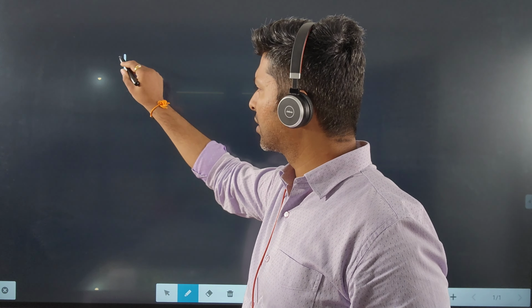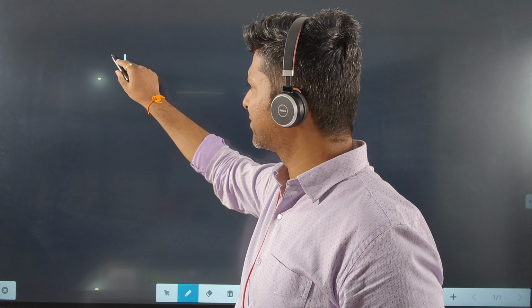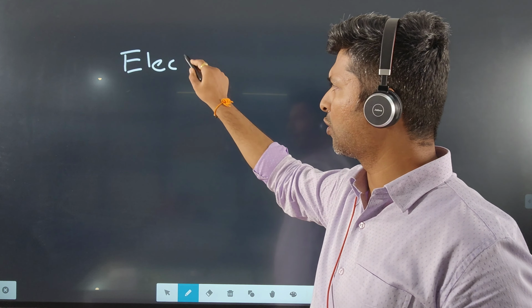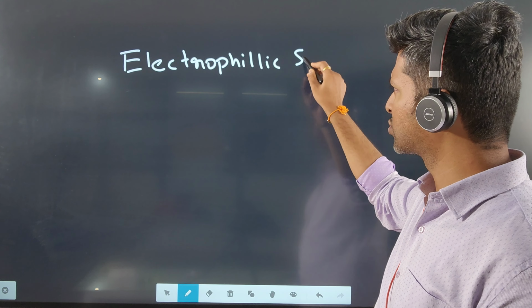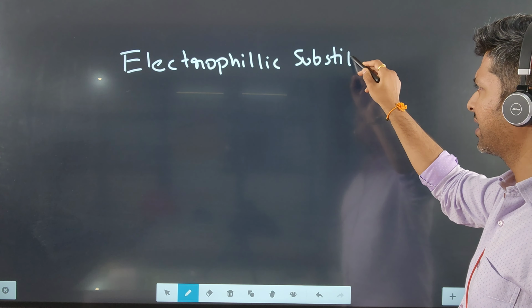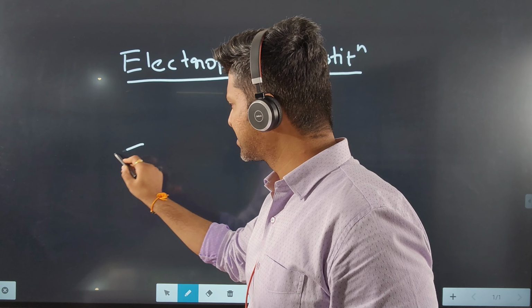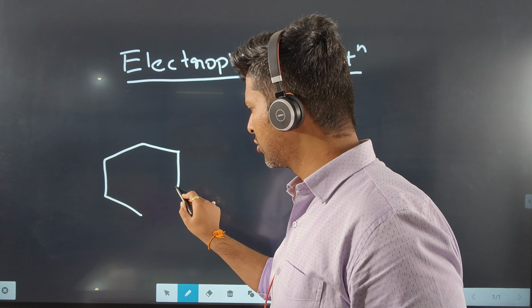Okay, so let's have a take on amines. Chemical properties of amines. In that we are doing electrophilic substitution of amines. Electrophilic substitution means positive replaced by positive. So let's see how we can go about it.